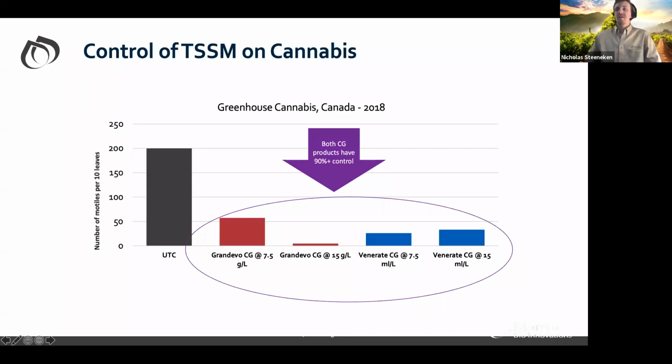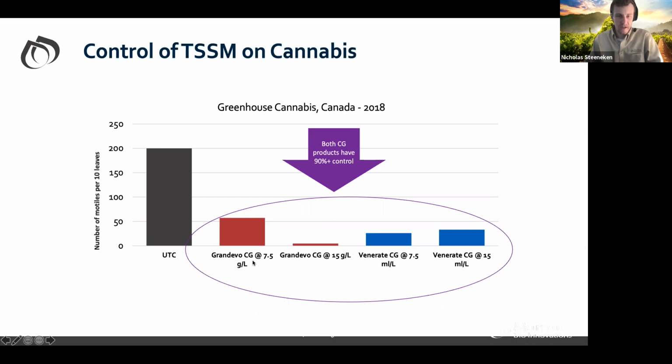All right, control of two-spotted spider mites on cannabis. So this is in greenhouse cannabis in Canada again in 2018. And we're looking at the number of motiles per 10 leaves here. So we had a little bit lower pest pressure. So this is untreated control had 200 mites per 10 leaves.